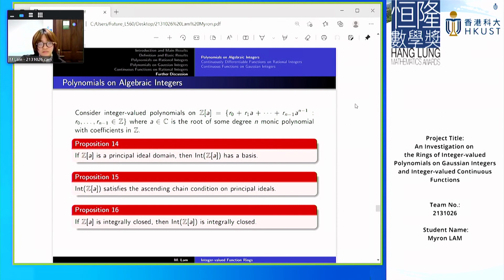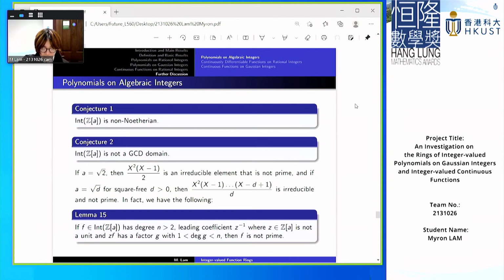Consider integer-valued polynomials on A, which is the ring of algebraic integers. As stated in the remark, if Z_A is a PID, then Int(A) has a basis. And by following the same line of argument as before, the ring satisfies the ACCP, and provided that Z_A is integrally closed, Int(A) is also an integrally closed domain. We guess that Int(A) is not Noetherian and is not a GCD domain.